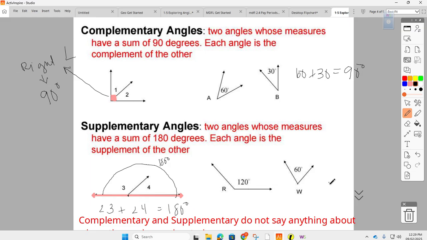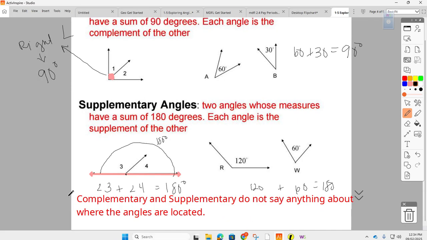They do not have to share a side to be considered supplementary, just like they don't have to share a side to be considered complementary. So there's 120 degrees plus 60 equals 180. That makes those supplementary. They do not have to be adjacent. And maybe put a circle or an asterisk or something by this in your notes.